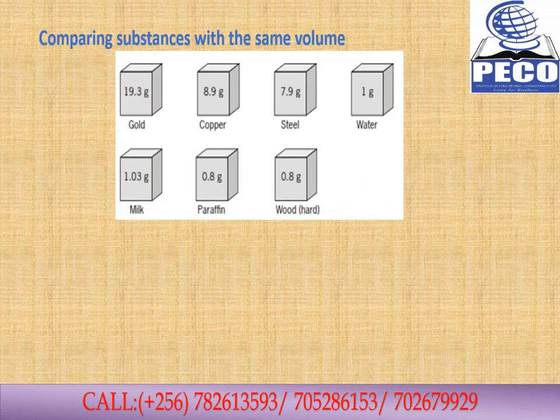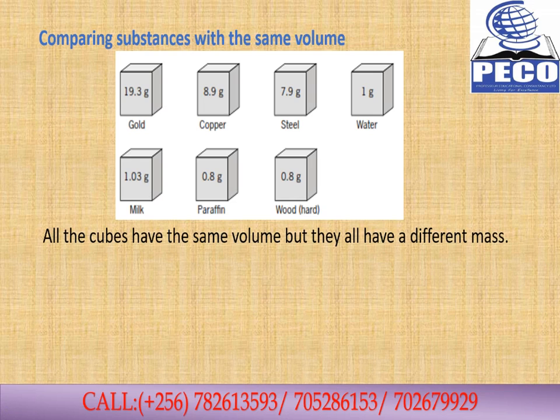I have here a picture showing different substances, but when you look at this box here, it's of the same size. You have gold, copper, steel, water, wood, hardwood for example, paraffin, and milk. When you look at these, all the cubes have the same volume, but they all have different mass. They have the same volume, but they have different what?